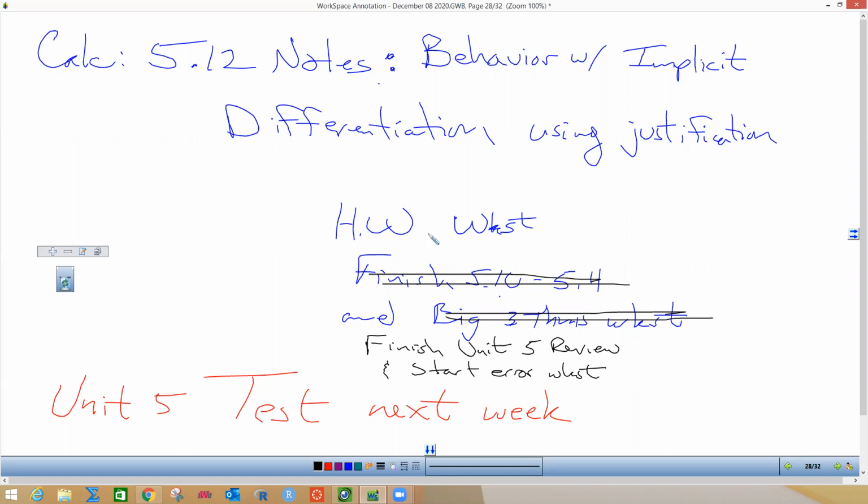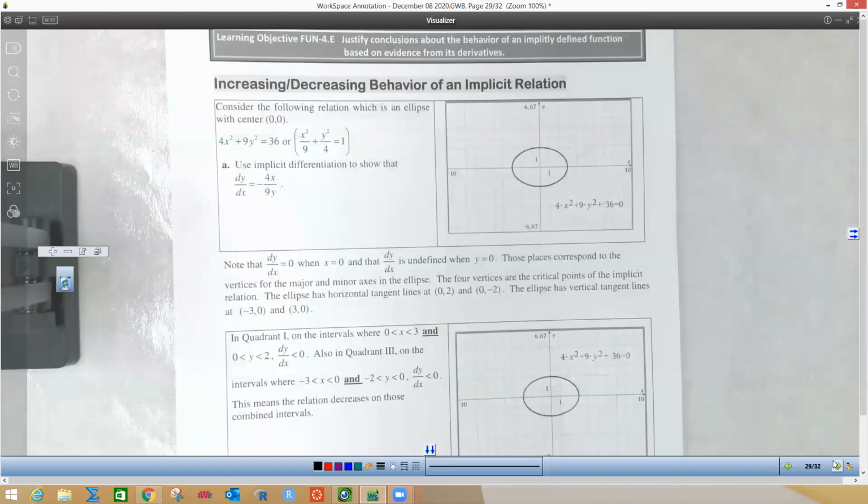All right, this is the last section in Unit 5. This is Unit 5, 12 notes, and we're talking about behavior, except now we're going to have implicit differentiation. Really nothing else changes except the implicit differentiation when you've got two different variables in the same problem. So if you're doing a derivative with respect to x, remember you have to put a dy/dx. We are having a Unit 5 test next week.